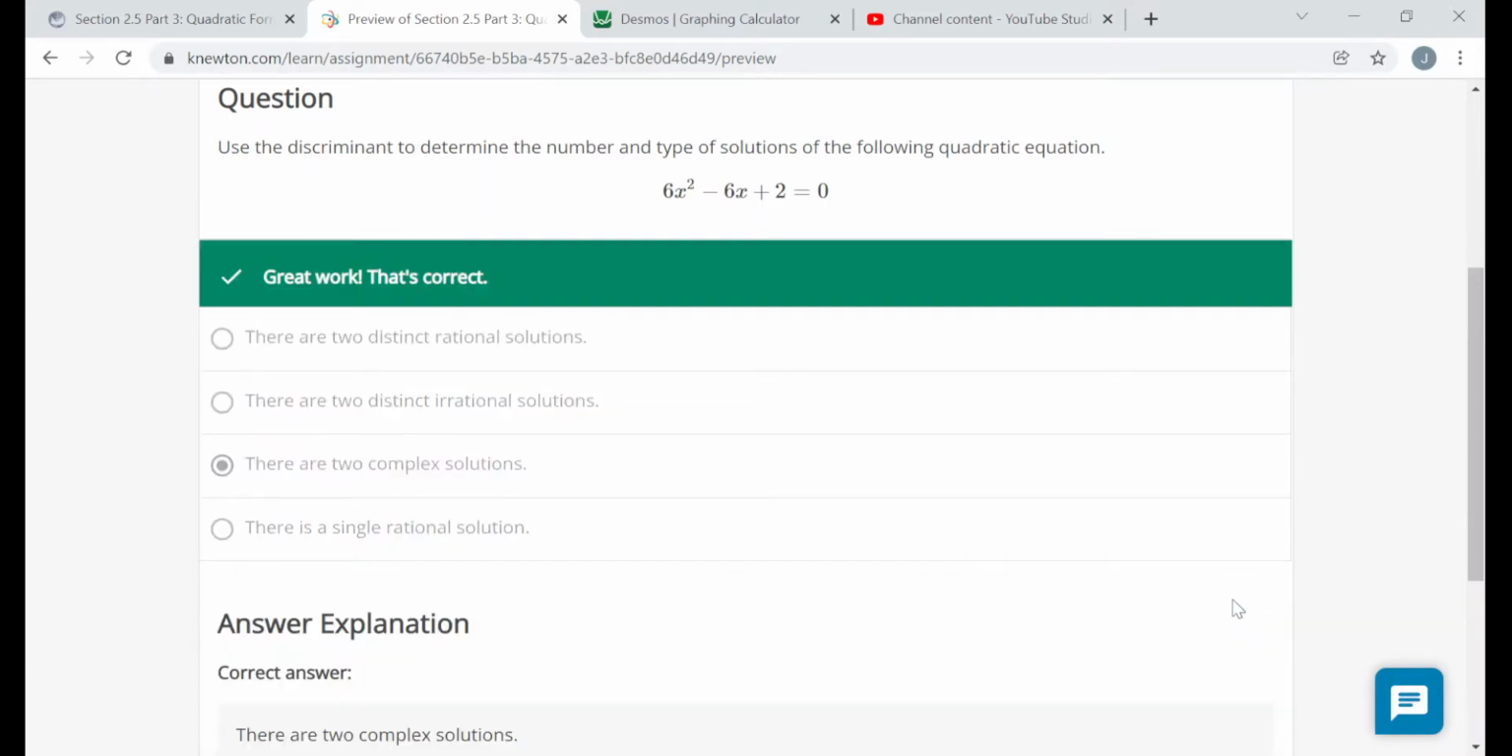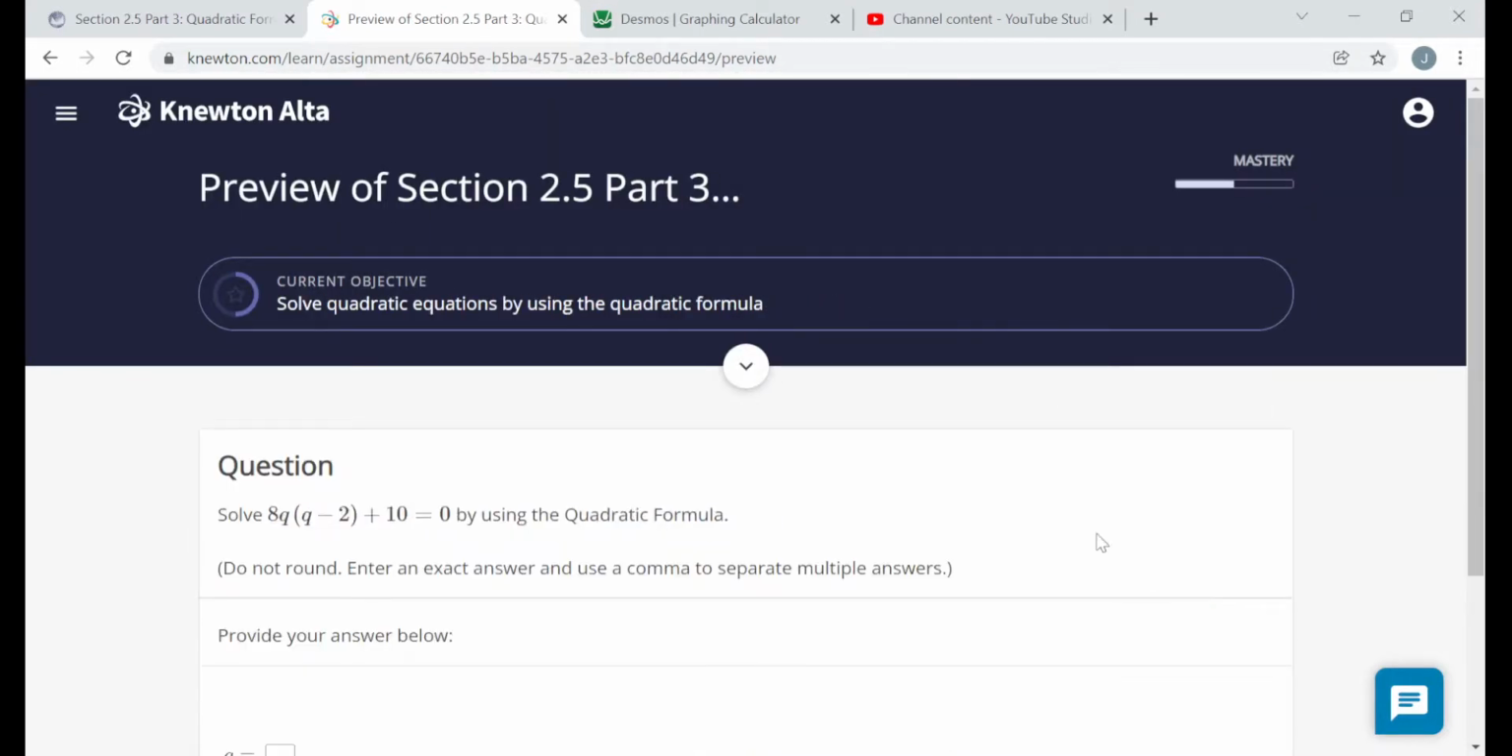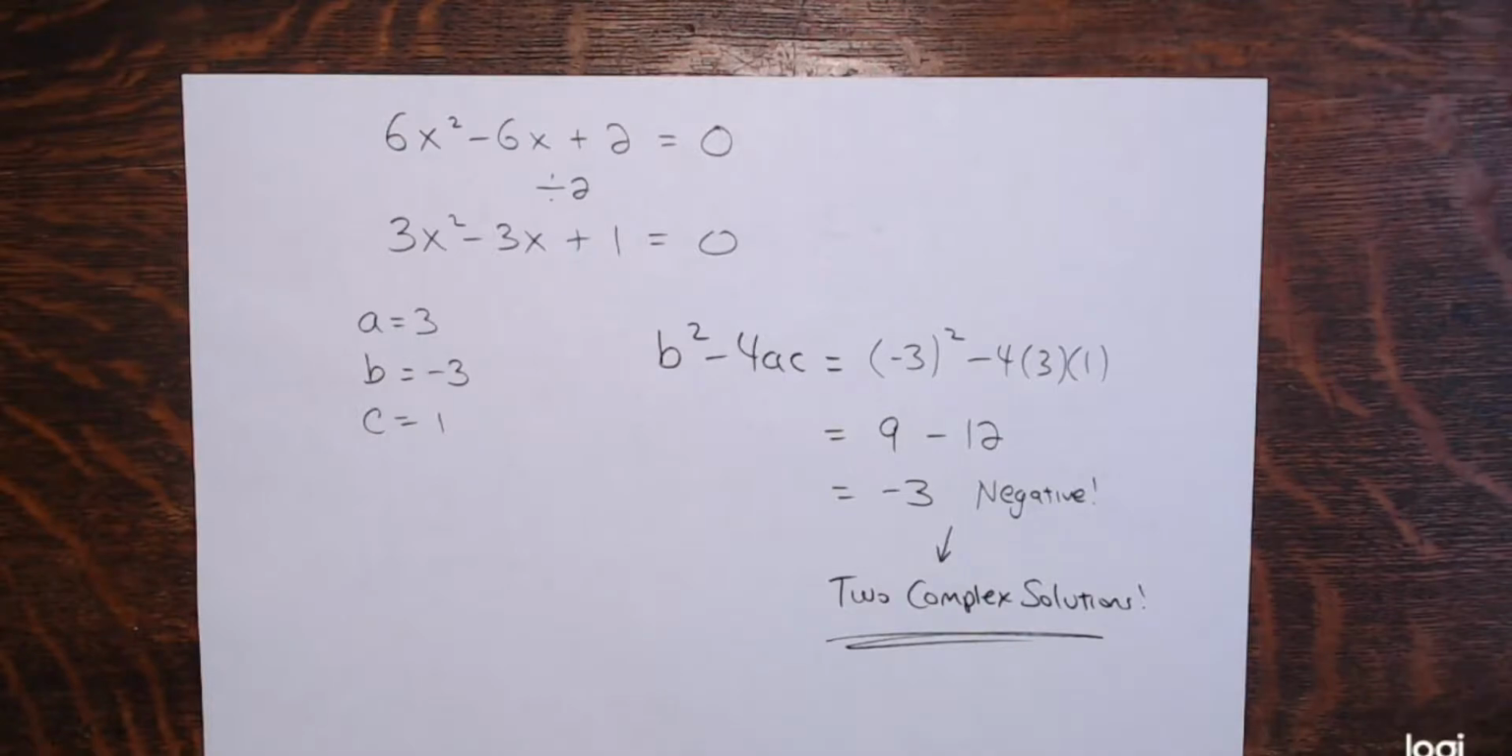Okay, great. Okay, next. All right, back to just using the quadratic formula. Again, we're given an equation that's not in standard form to start with. We just have to do some simple multiplying to get it in standard form, and then we can use the quadratic formula.